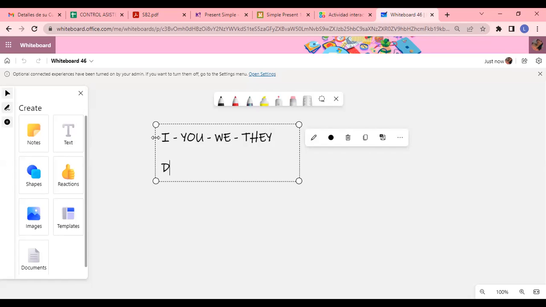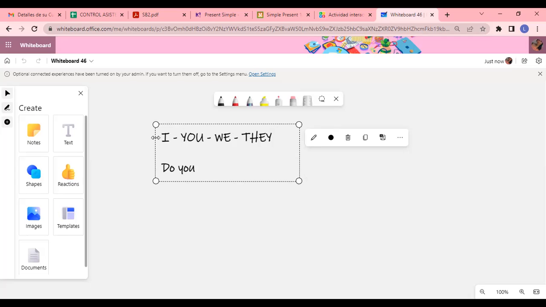Definitely, right? So first we use the helper. Primero vamos a utilizar este ayudante, que es el do. Después un sujeto, por ejemplo, do you, y después un verbo, ¿vea? And so, can you give me one verb, please?